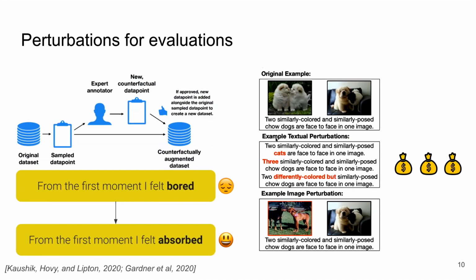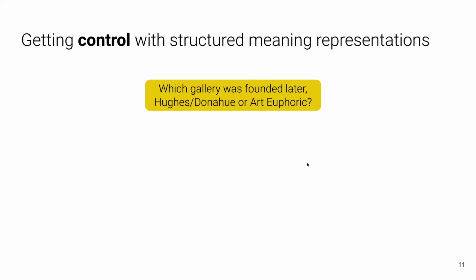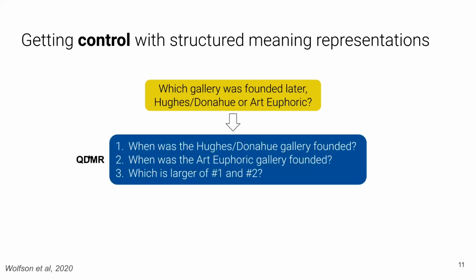But the issue with these approaches is that they are expensive. You need annotators to actually do it. And this has resulted in some interest in whether we can generate these evaluation sets basically automatically. So in this work, we show that by using a meaning representation called QDMR, we can fully automatically create examples that are reasoning-focused perturbations for cases where you have complex questions that require some reasoning.